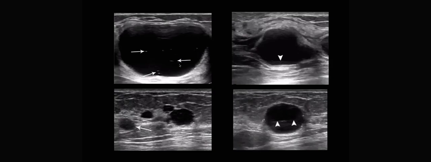Okay, excellent. These are pictures of multiple masses. All of them qualify to represent complicated cysts.